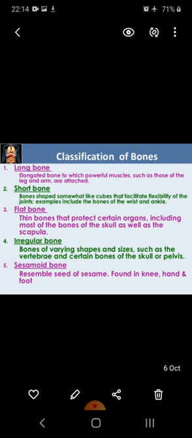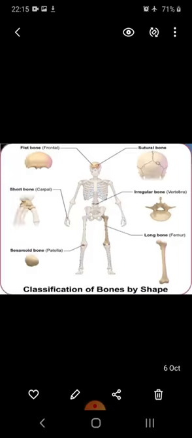Flat bones: bones in the skull are an example of flat bones, and the scapula is also an example of flat bones. Irregular bones are the vertebrae, pelvis region, and skull. The knee, hand, and foot have examples of sesamoid bone. The patella in the knee is an example of sesamoid bones. This I have already explained.